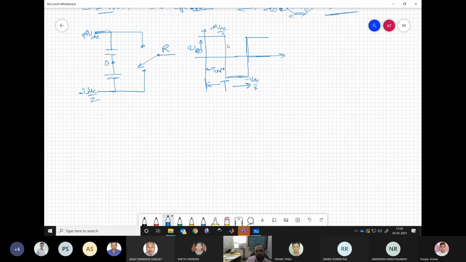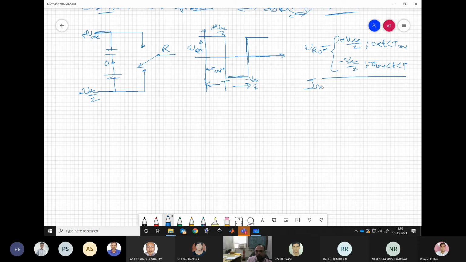So this is our instantaneous VRO, which means if we have to define the instantaneous expression for VRO, it will be written something like this. When t is between 0 and T on, this is plus VDC by 2, and when t is between T on and T, then it is minus VDC by 2.